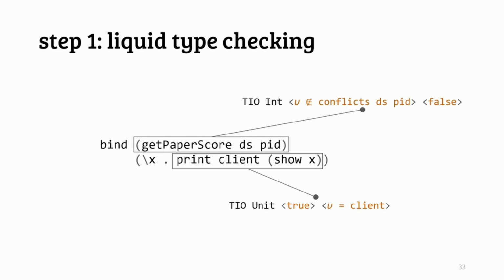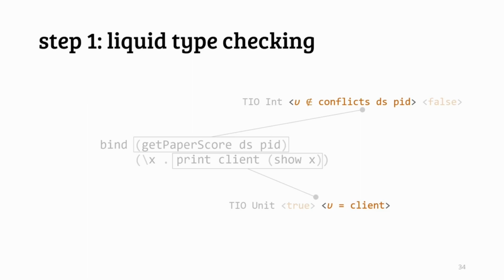Now recall that our type signature for bind enforces that the output label of the second computation be more restrictive than the input label of the first one. Hence, type checking in this case reduces to the following implication between the labels. Lifty uses an SMT solver to validate this implication. In this case, the check fails and the program is deemed ill-typed.